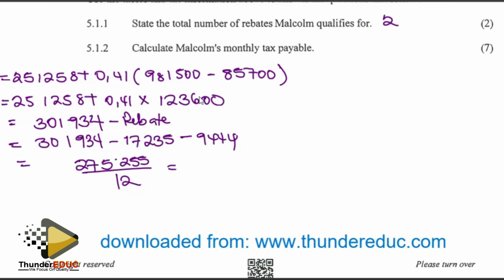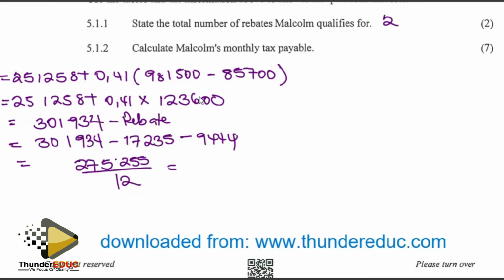All right, we are calculating Malcolm's monthly tax paid. Malcolm earns an amount of 981,500 a year. So we ask ourselves, where does this one belong? When you count, it's 1, 2, 3, 4, 5, 6. So Malcolm belongs to bracket number 6.